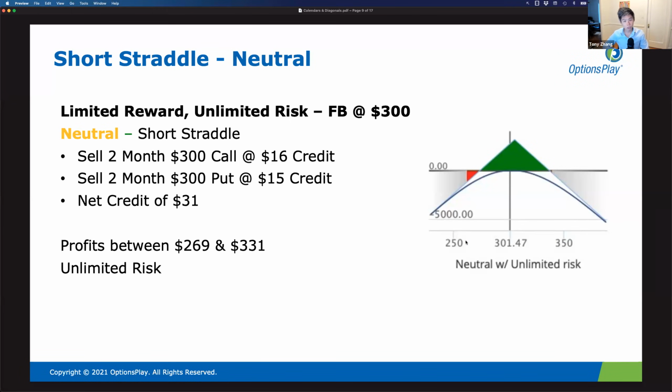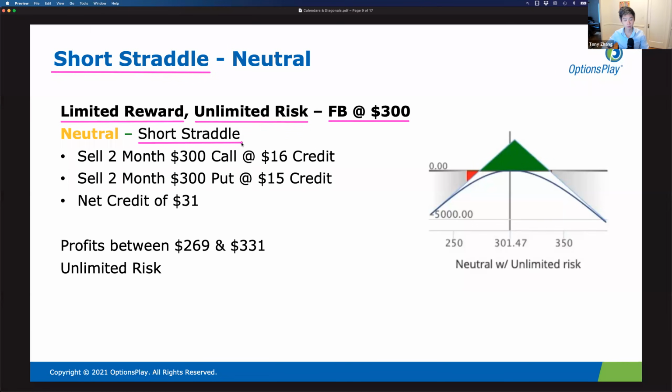So to understand it, let's first talk a little bit about a neutral strategy. And this is really where a short straddle comes into play. This is your most standard strategy, if you will, for a neutral strategy. It's a strategy that has limited reward with unlimited risk. So I'm going to use Facebook trading at $300 as an example. And let's say I sell a short straddle on Facebook because I think Facebook's not going to move from where it is. It's just going to stay around $300.